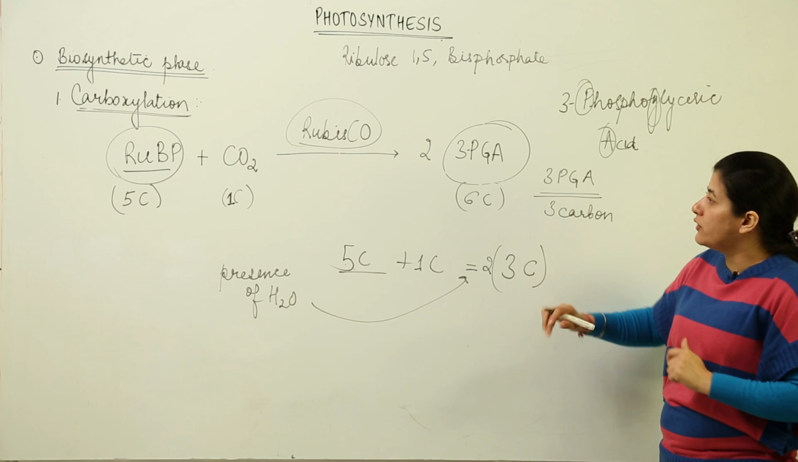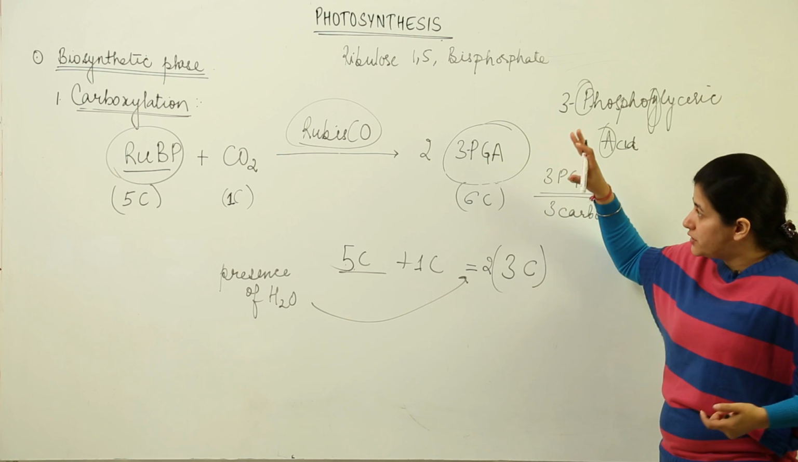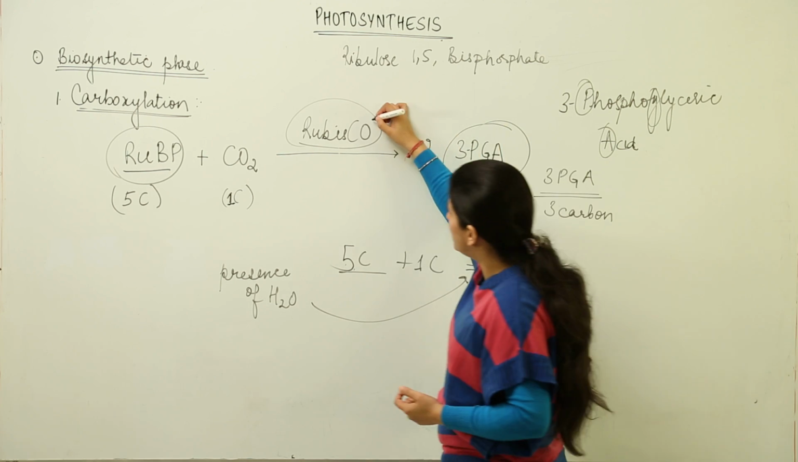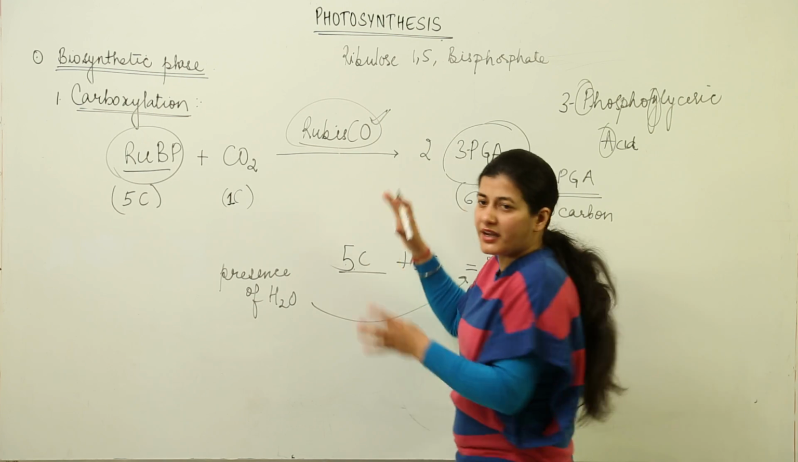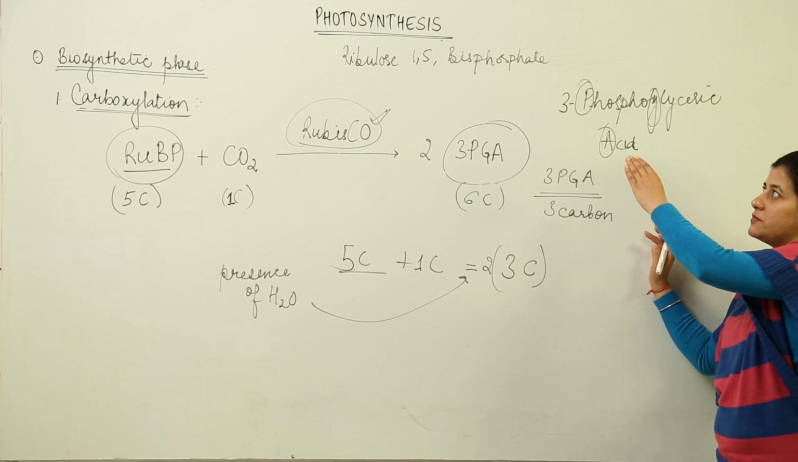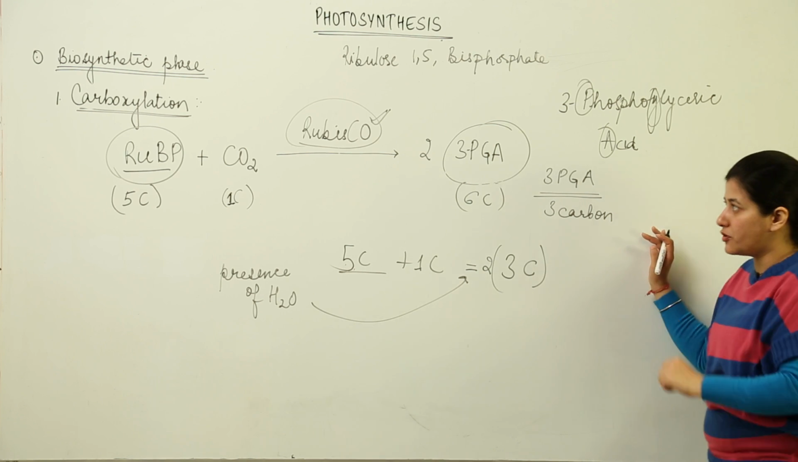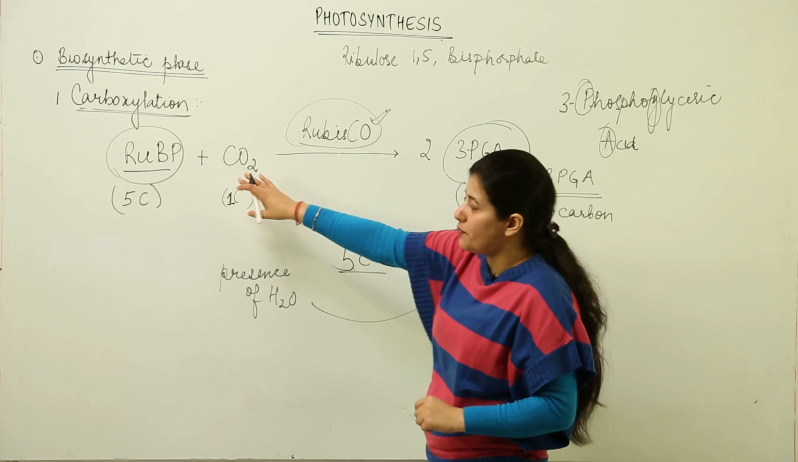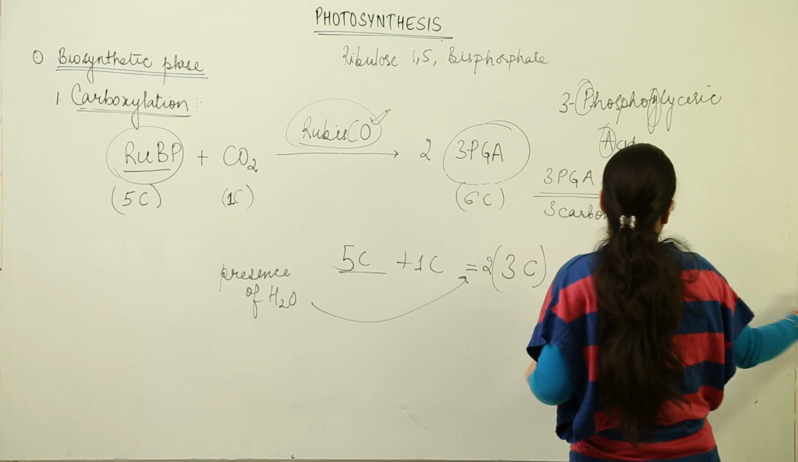it breaks down that carboxy keto compound, which is a 6-carbon compound, and we have 2 molecules of 3-PGA that are formed. Now, to end up the topic, I would bring to your notice a few characteristics of Rubisco. Rubisco is the enzyme which is responsible for the carboxylation process. It is RuBP carboxylase. Remember it.